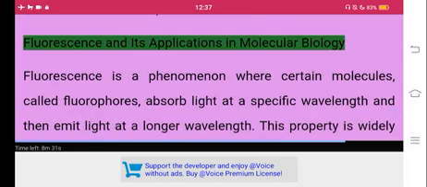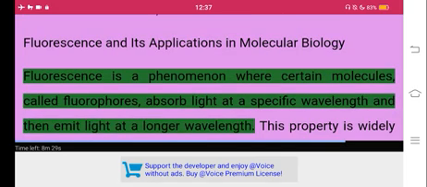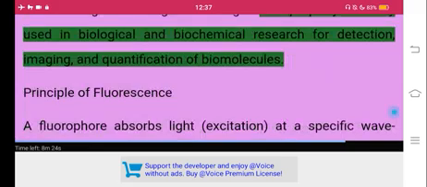Fluorescence and its applications in molecular biology. Fluorescence is a phenomenon where certain molecules, called fluorophores, absorb light at a specific wavelength and then emit light at a longer wavelength. This property is widely used in biological and biochemical research for detection, imaging, and quantification of biomolecules.